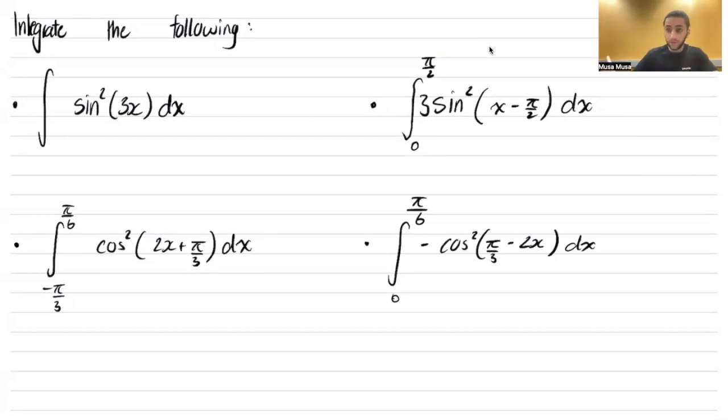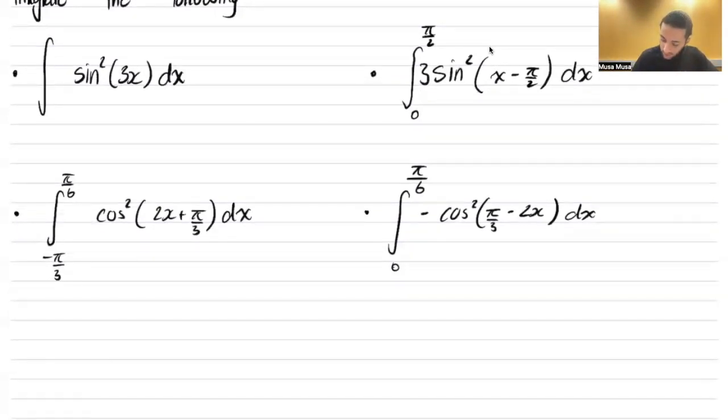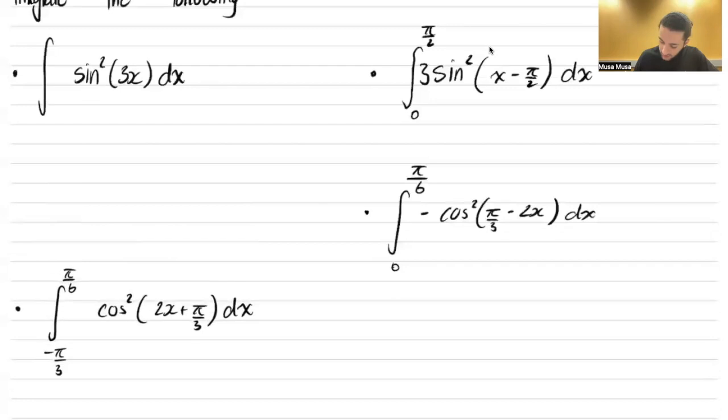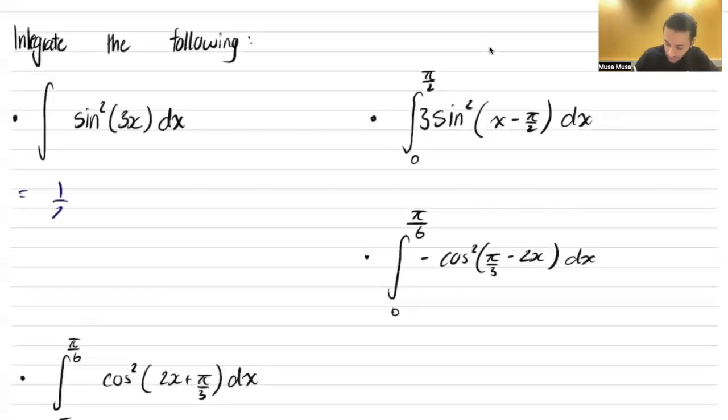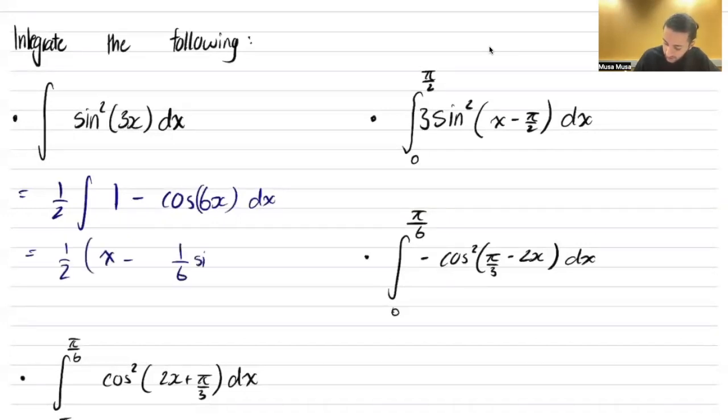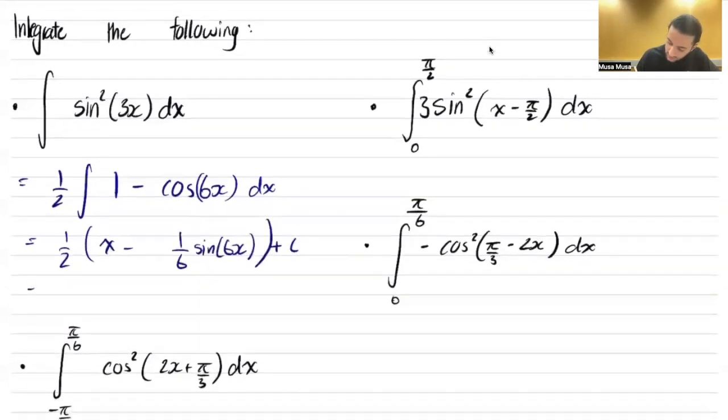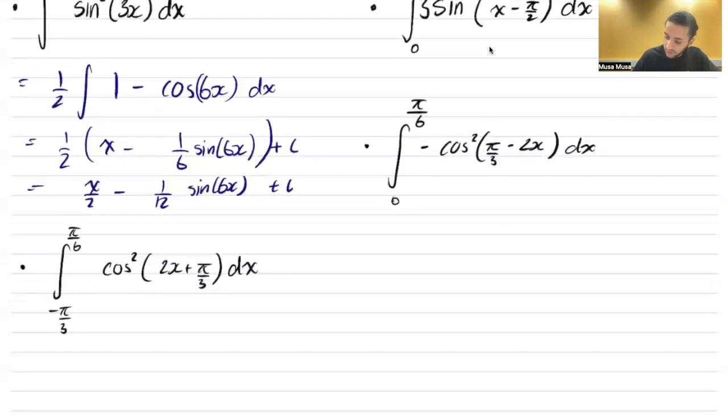So the first one, if we go to replace that sine squared, it's going to be a half of 1 minus cos of twice the argument, so 6x. Integrating this, it's going to be a half of x minus 1 on 6 sine 6x plus c. And then this is going to be x on 2 minus a 12th of sine 6x plus c. Perfect.